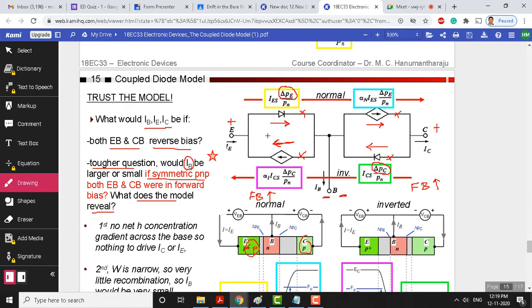Suppose we dope this with, say, P plus. Now see what happens. There will be some difference, right? There will be a concentration gradient here. A large number of holes are injected here compared to the holes that are present here, right? So the difference in the concentration gradient drives the holes from the emitter to the base, if the type of semiconductor is P plus NP. Whereas for symmetrical, it will act like an open circuit.